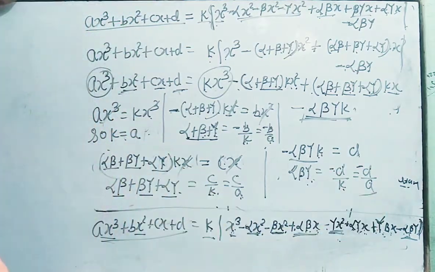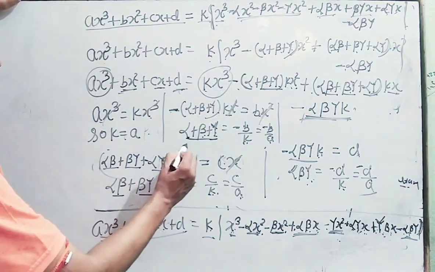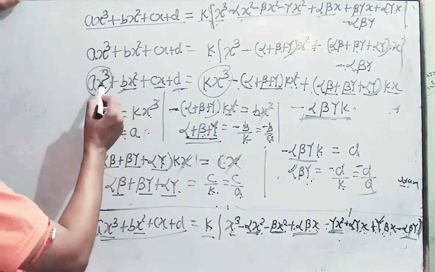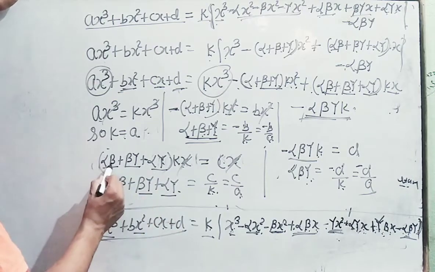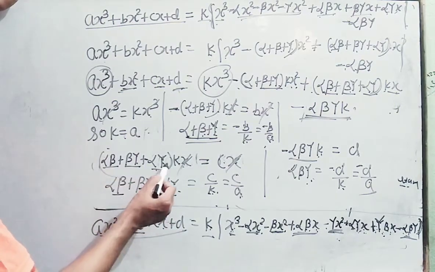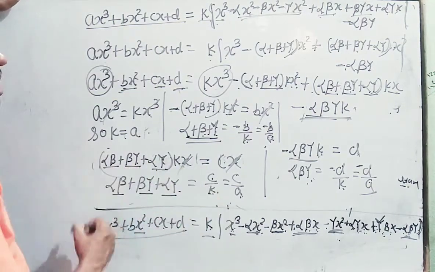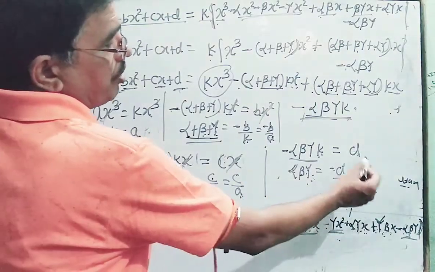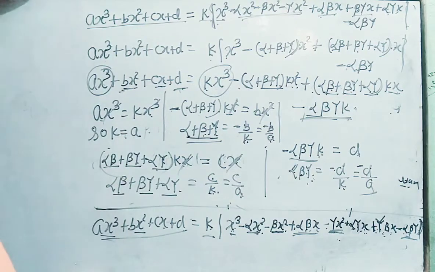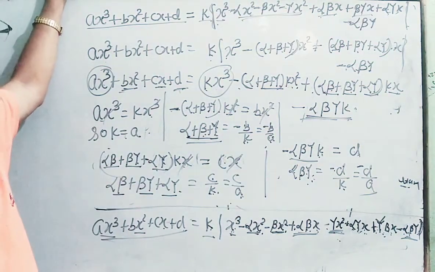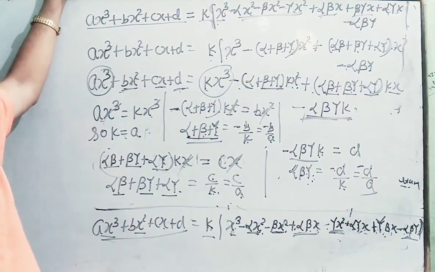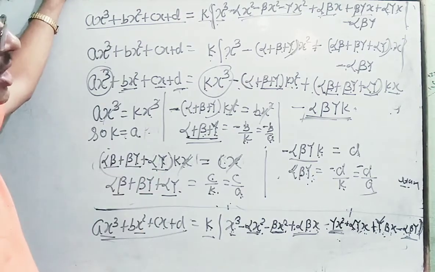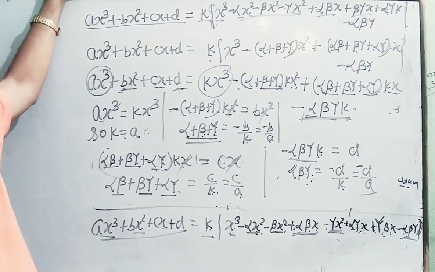So there are three relations. Sum of the zeros, alpha plus beta plus gamma, is minus b by a, that means minus coefficient of x square by coefficient of x cube. Alpha beta plus beta gamma plus alpha gamma is equal to c by a, and the last relationship is alpha into beta into gamma is equal to minus d by a. It is the relationship between the zeros and the coefficients of the cubic polynomial. Now this relation we use in the exercise to solve the problems.